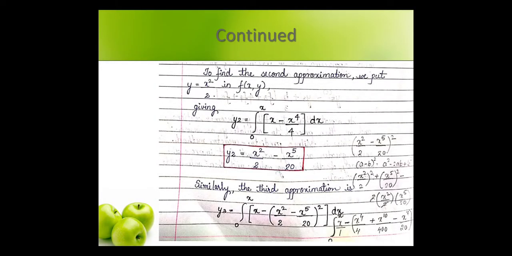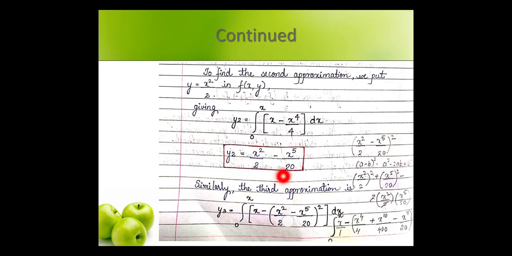Similarly, we need to find the second approximation root by substituting the y1 value, that is y1 equals x square divided by 2, in f of x. Once you substitute and integrate it, you will get y2 equals x square divided by 2 minus x raised to 5 divided by 20. So this is nothing but the integration of x is x square divided by 2, x raised to 4 integrates to x raised to 5 divided by 5, and 5 into 4 is 20. So this is the second approximation root.